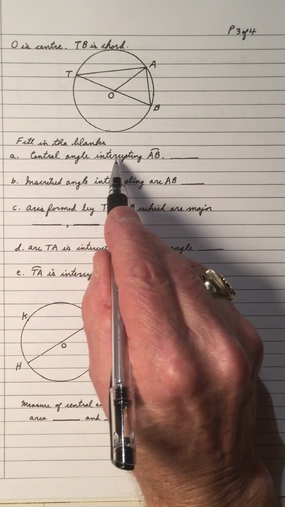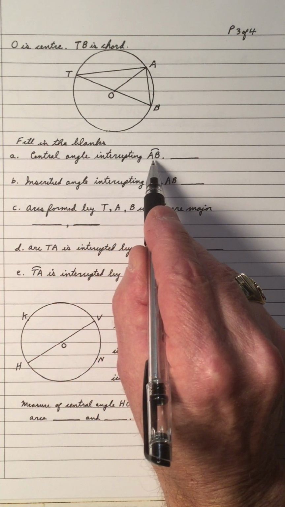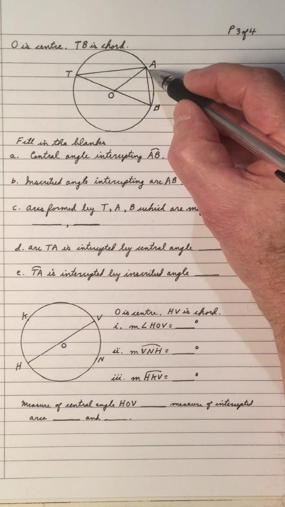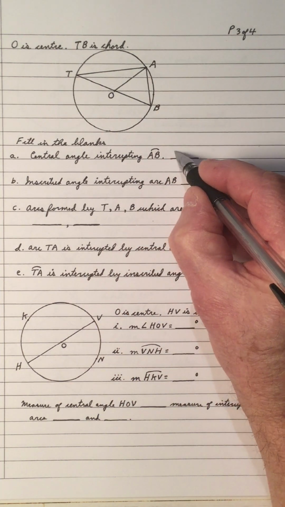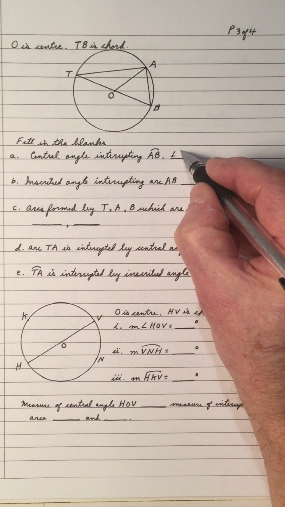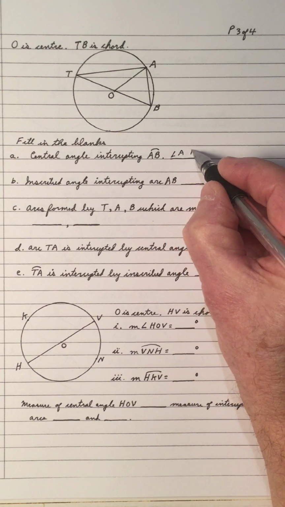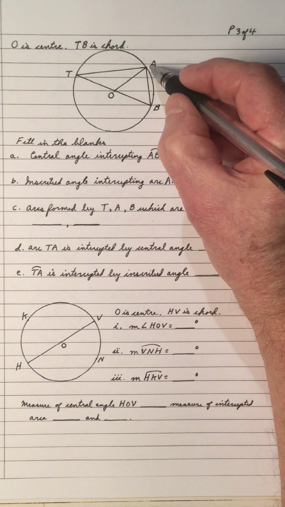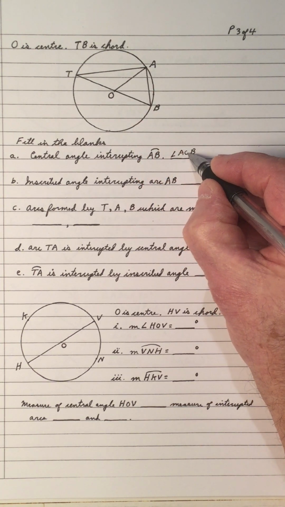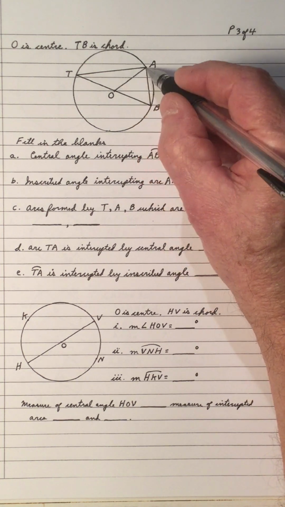The central angle intercepts arc AB. What central angle intercepts the arc AB? So here's the arc AB. So it's angle, that's AB. A is the first letter. B is the last letter. So the central angle is AOB, because a central angle is made up of two radii meeting at the center.